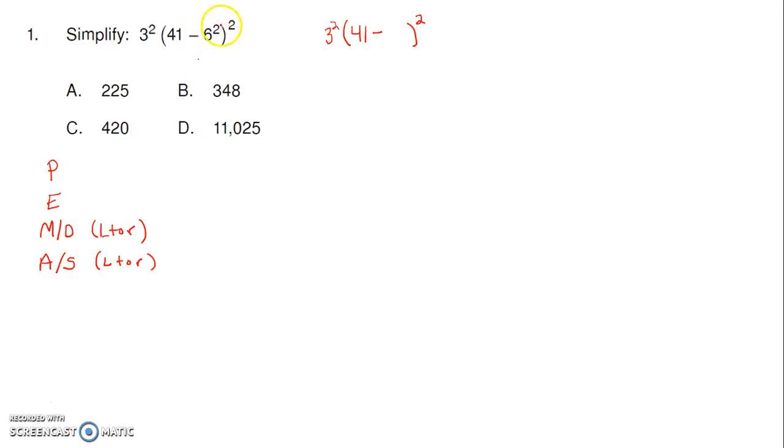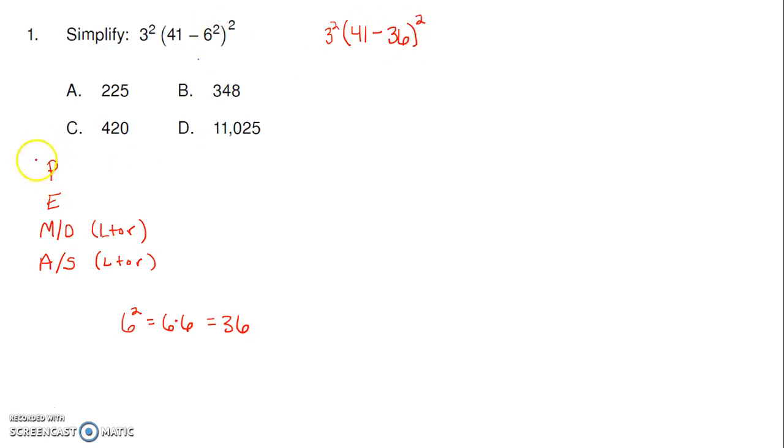So the only thing I'm going to do in this first step is, within parentheses, handle 6 squared. So I have to know what 6 squared means. 6 squared means 6 times 6. 6 times 6 is 36. It's really important you understand this 2 tells you how many times you're going to multiply the base of 6 by itself. So 6 squared is 6 times 6, or 36. So within parentheses, instead of having 6 squared, I'm going to put a 36.